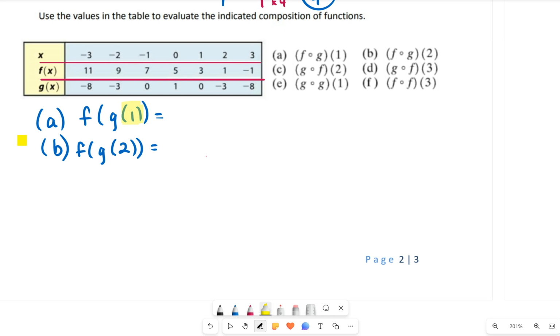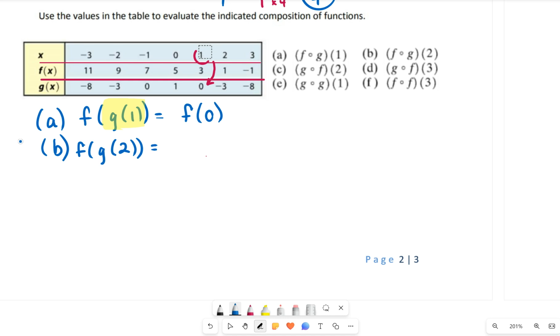It's asking us to look at the x value 1 and go to g. Look at x equals 1 and go to g. So let's do that. I'm looking at x equals 1, and I'm going to go to the g function. And what do I see? The g function has a 0. So I'm going to put f of 0 for the yellow highlighted g of 1.